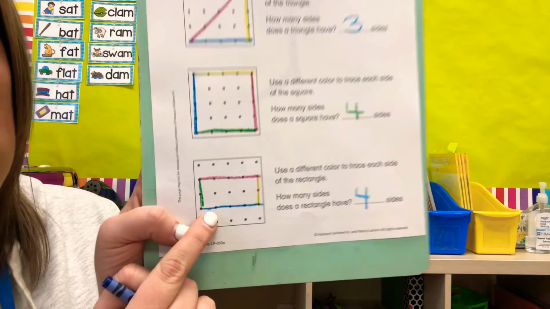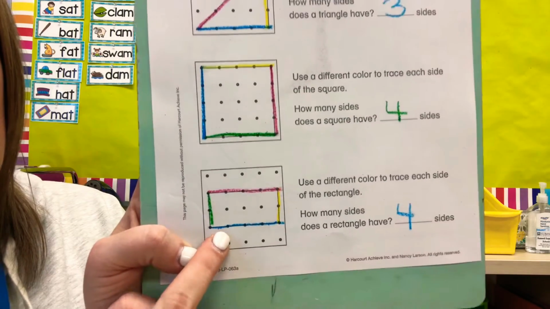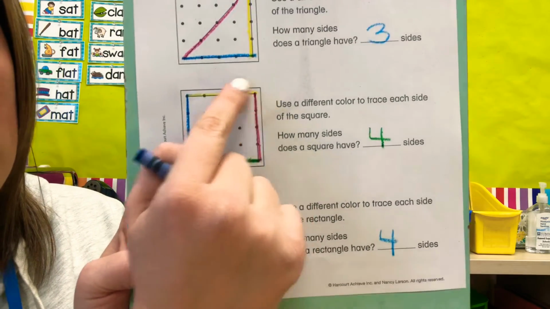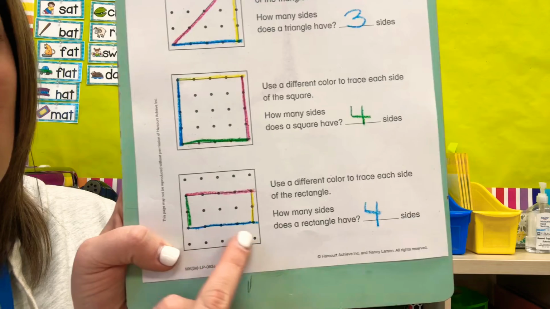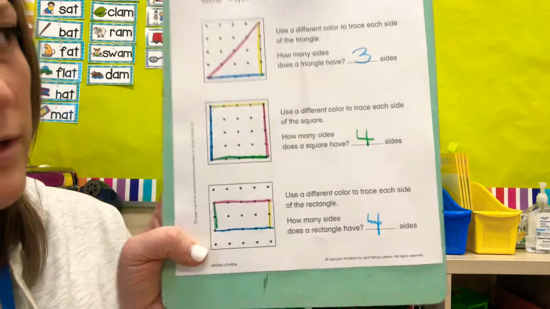Can you tell? The square has equal sides. The rectangle has 2 long sides and 2 short sides. That's how you tell the difference.